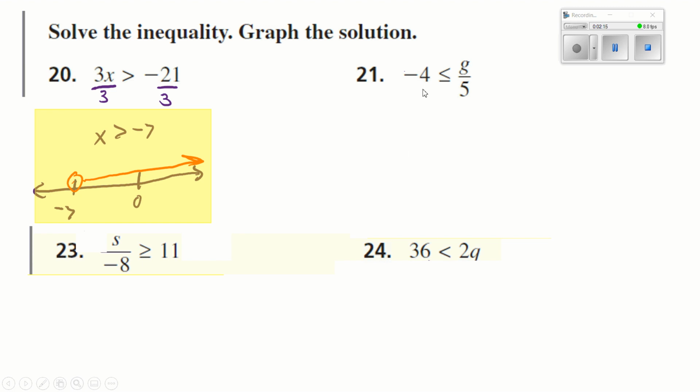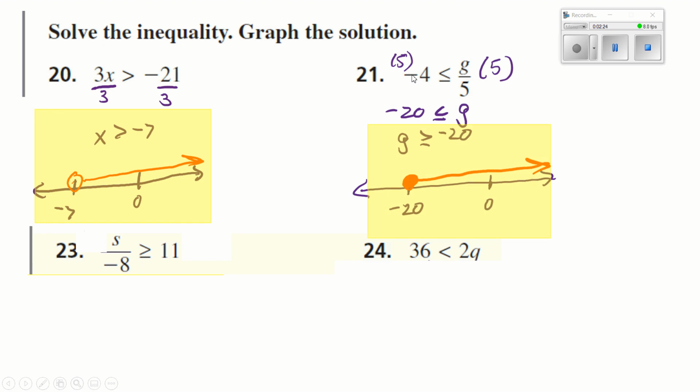Number 21, I see that I'm going to have g being divided by 5. The opposite of dividing by 5 is multiplying by 5. So I'm going to multiply both sides by 5. 5 times negative 4 is negative 20. So now I have negative 20 is less than or equal to g. When we put this with the variable in front, we have to turn everything around. So it would be g is greater than or equal to negative 20. I will shade in my dot since there is a line here and point to all the numbers bigger than negative 20.